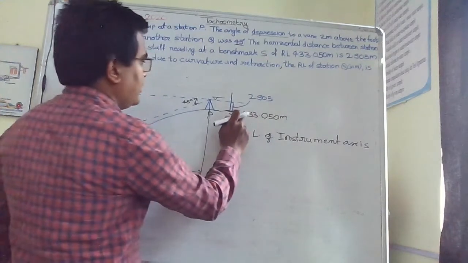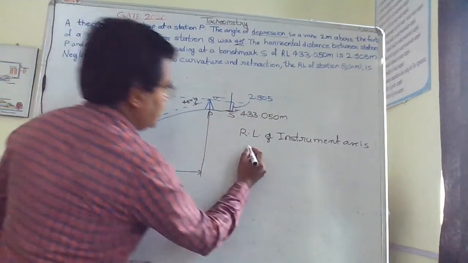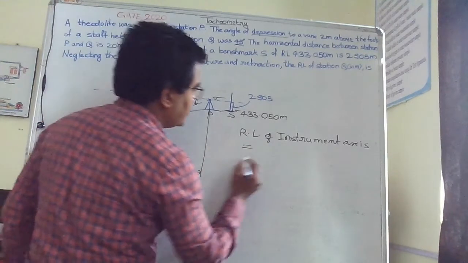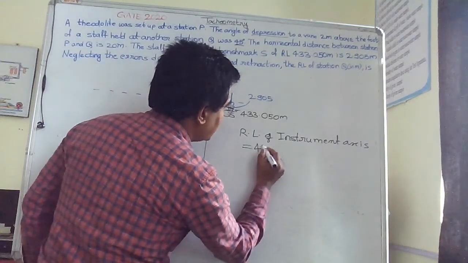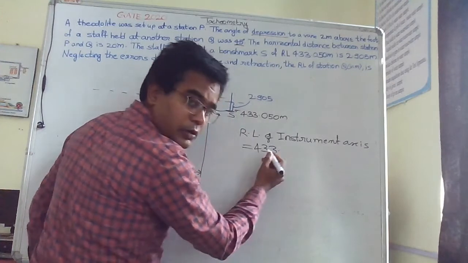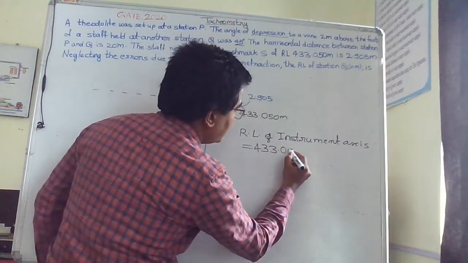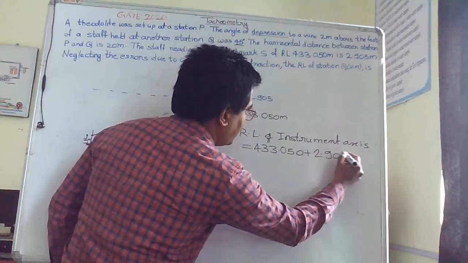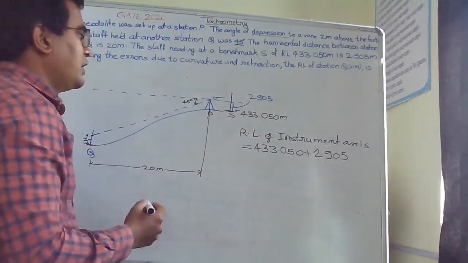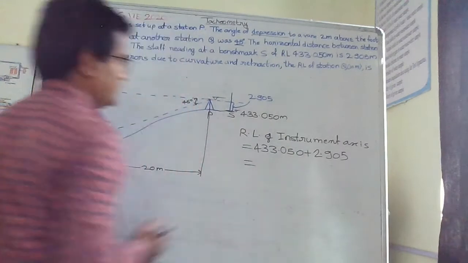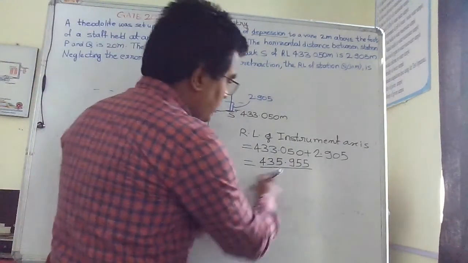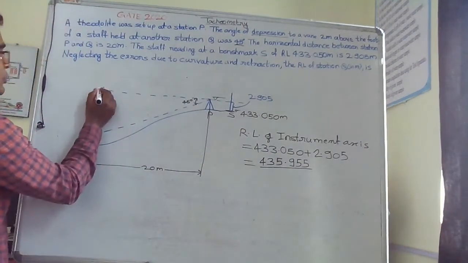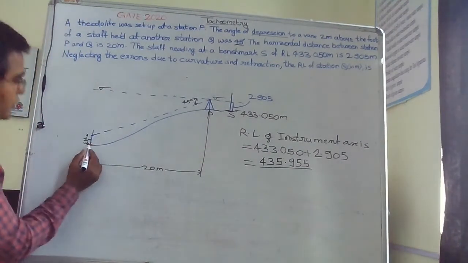We will get the RL of the instrument axis by adding this staff reading to the RL of the benchmark, that is 433.050 plus 2.905. Next we will get the RL of the instrument axis. So the RL of the instrument axis is 435.955.